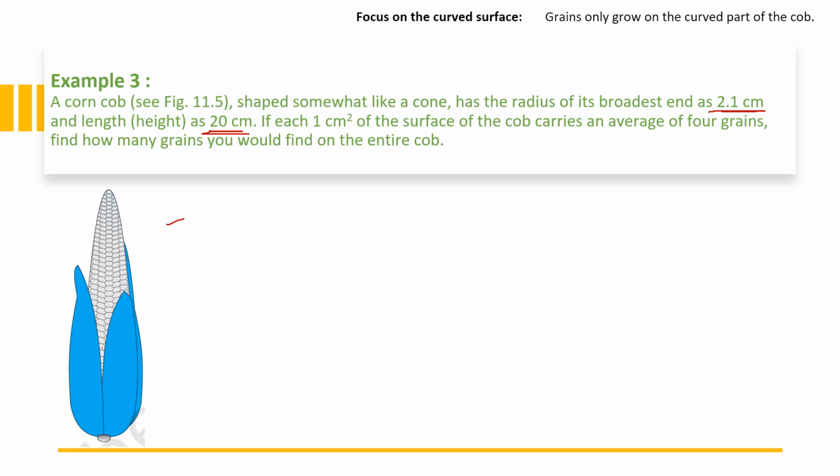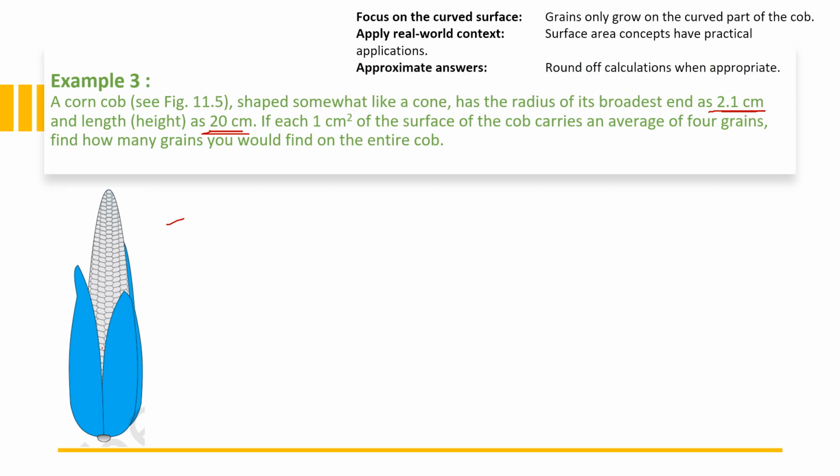Focus on the curved surface, because naturally the grains only grow on the curved part of the cob. Apply real world context. Surface area concepts have practical applications, remember. This is the real world application of our chapter. Approximate, round off calculations when appropriate. We'll tell why round off is required. First, list the given data, then find the slant height, then find the curved surface area, then of course go into solving.